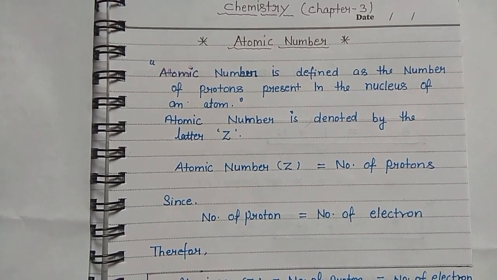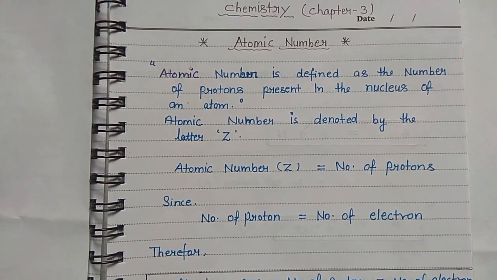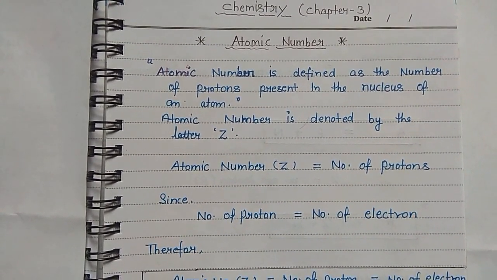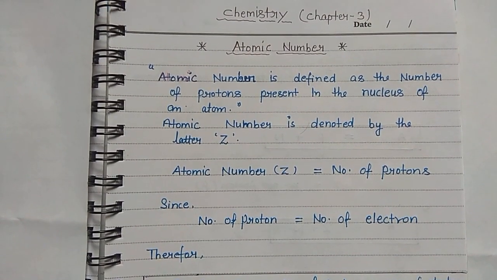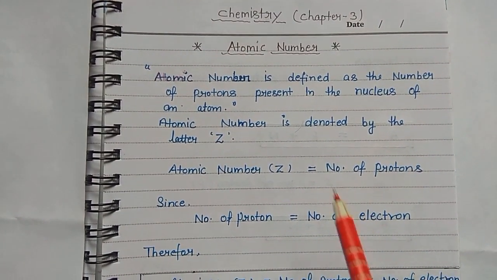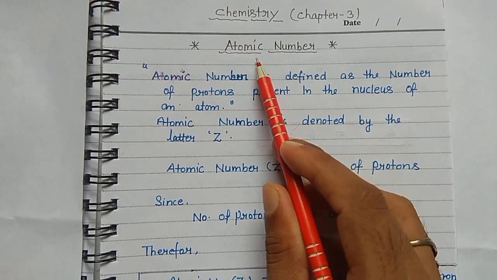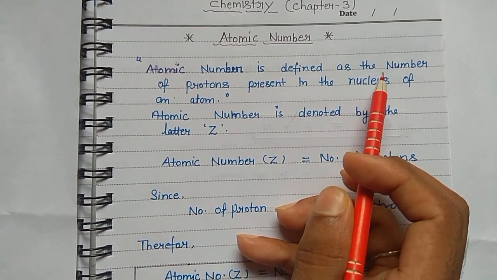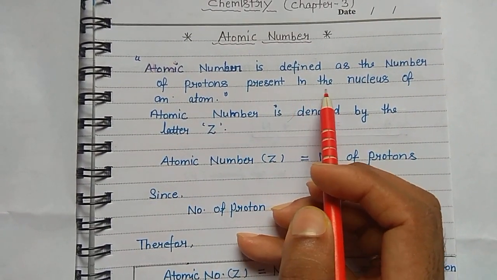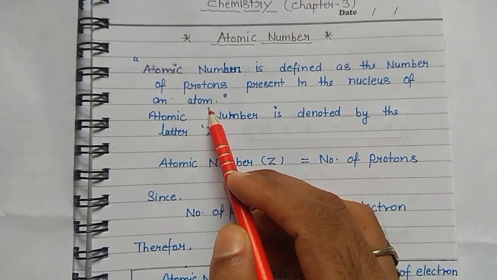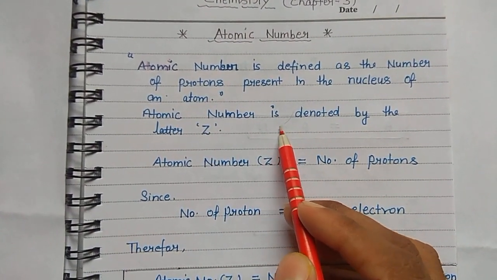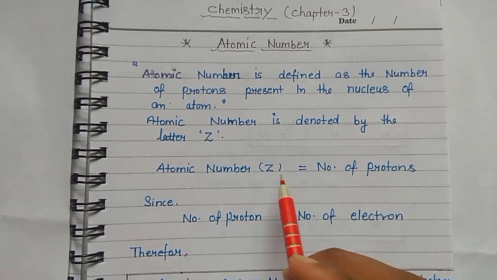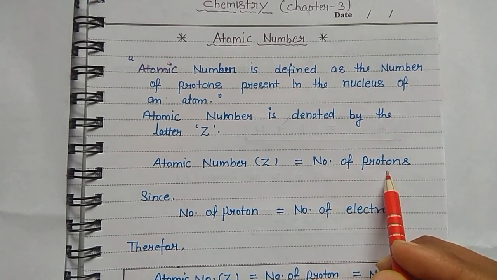After the discovery of the neutron, proton and electron, that means the discovery of fundamental particles and various atomic models, today we are going to discuss atomic number. What is atomic number? Atomic number is defined as the number of protons present in the nucleus of an atom. Atomic number is denoted by the capital letter Z, and atomic number is equal to the number of protons.